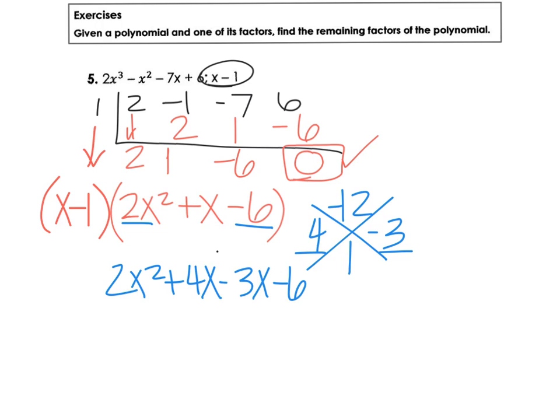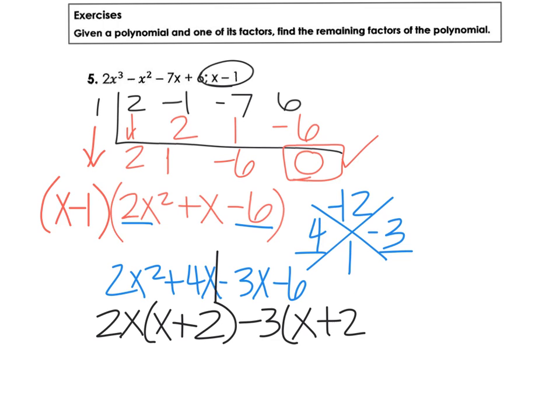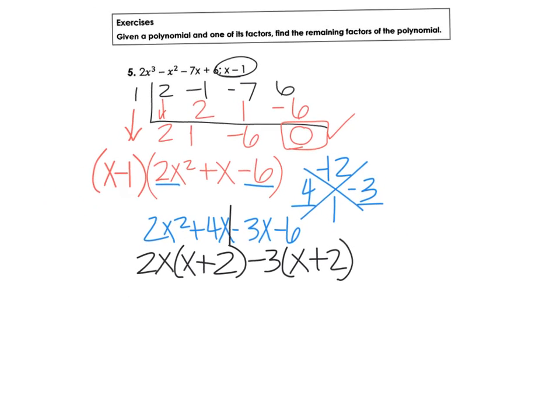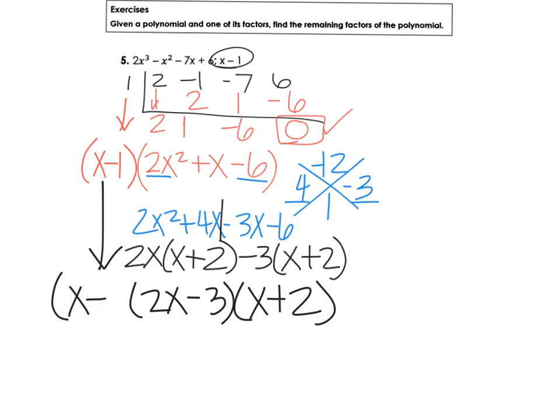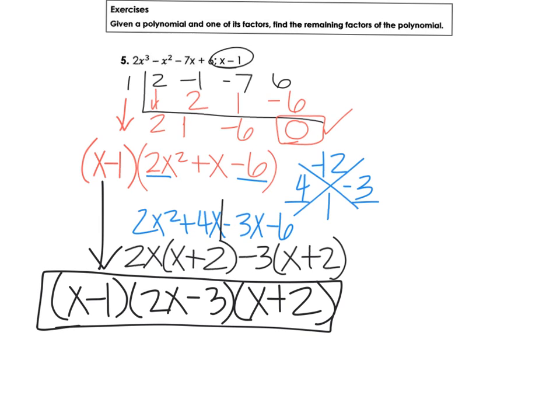Now to factor this, cut it in half, take out the GCF of the first two terms, which is 2x. You're left with x plus 2. Take out the GCF of the second two terms, minus 3. You're left with x plus 2. What we're left with is 2x minus 3 times x plus 2. And don't forget to bring down this x minus 1. And these are all of the factors of your polynomial. And you're done.